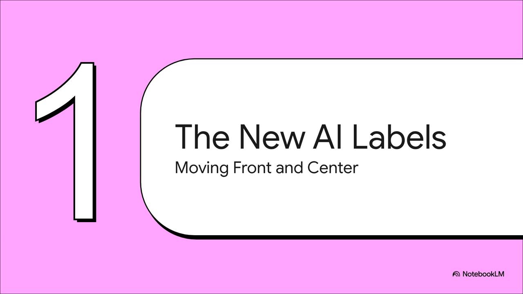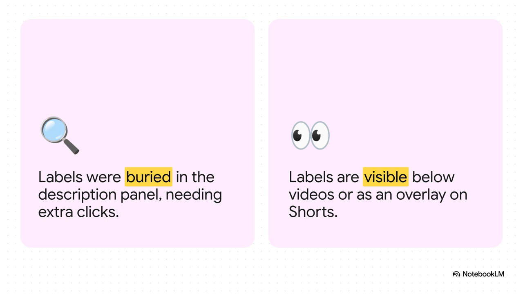Starting off with Section 1, the new AI labels, moving front and center. And this brilliantly illustrates the big change. In the past, AI content labels played this weird game of hide and seek. They were totally buried inside the expanded description panel, which meant it required extra clicks. To even know if a video used AI, you, as the viewer, actually had to actively open that description and hunt for the disclosure.